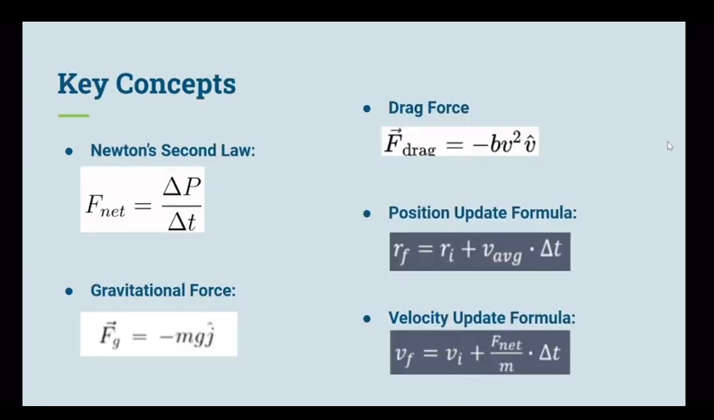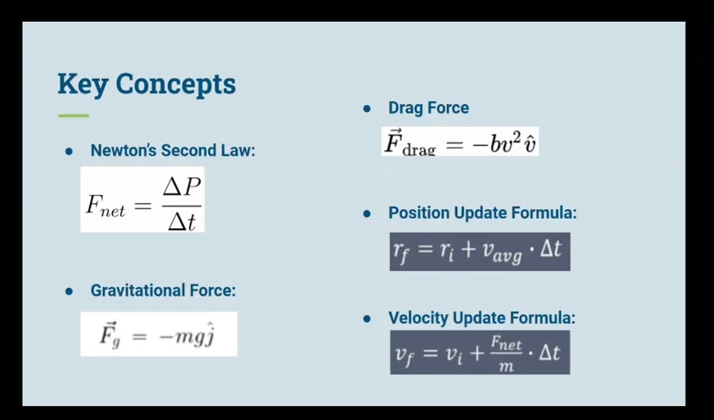Key concepts for this lab include Newton's second law, which states that the net force is found from change in momentum over time. This is also the total of all forces acting on the system, such as the gravitational force, which is negative mass times acceleration due to gravity, and j hat, the unit vector.